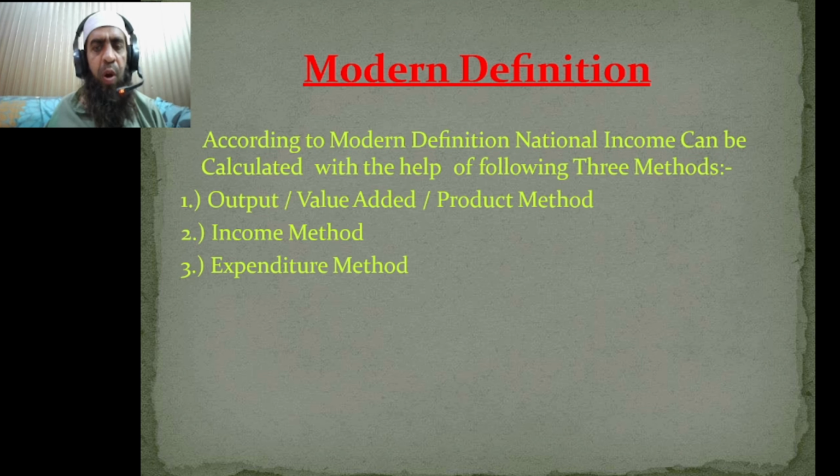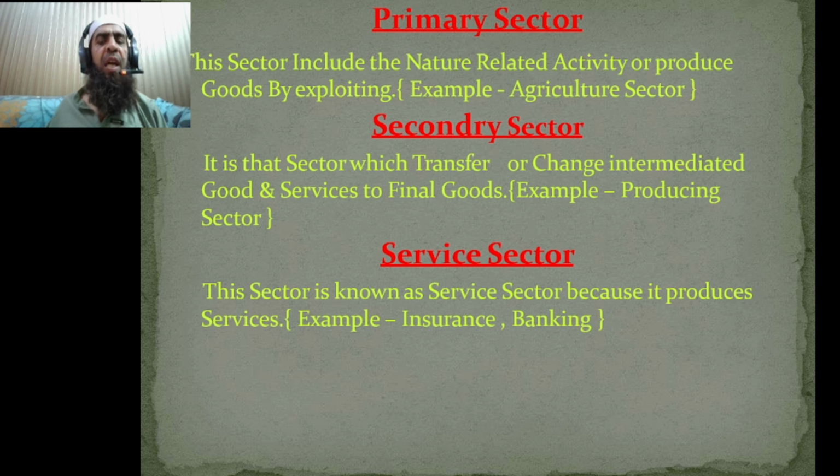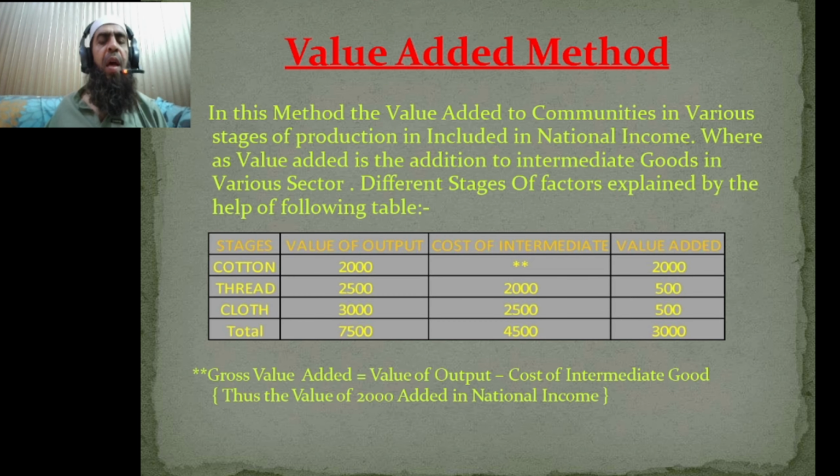What is the final output method? In this method, the economy is divided into three sectors: primary sector, secondary sector, and service sector. What is the primary sector? This sector includes nature-related activity or producing goods by exploiting nature, for example, agriculture income. The secondary sector is that sector which transforms intermediate goods and services into final goods, for example, the manufacturing sector. Service sector: this sector is known as the service sector because it produces services, for example insurance, banking, transportation, etc.